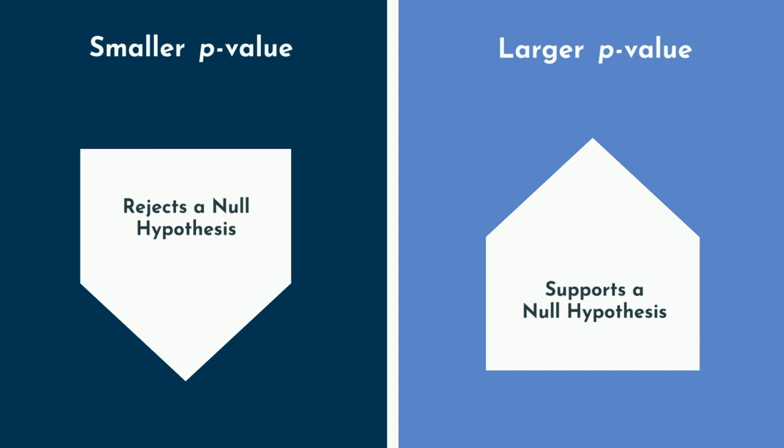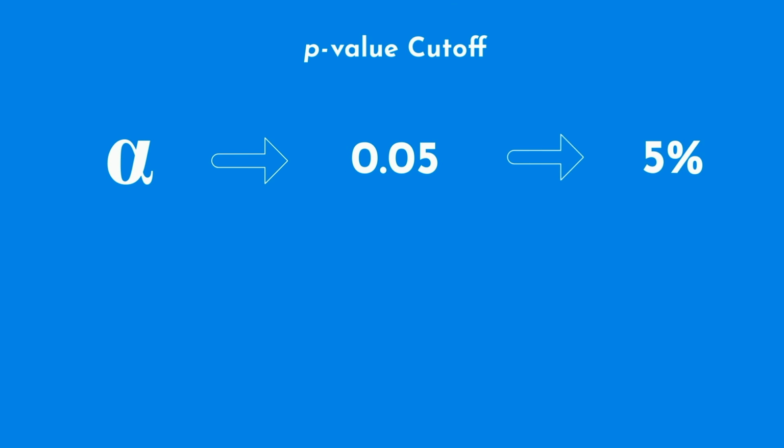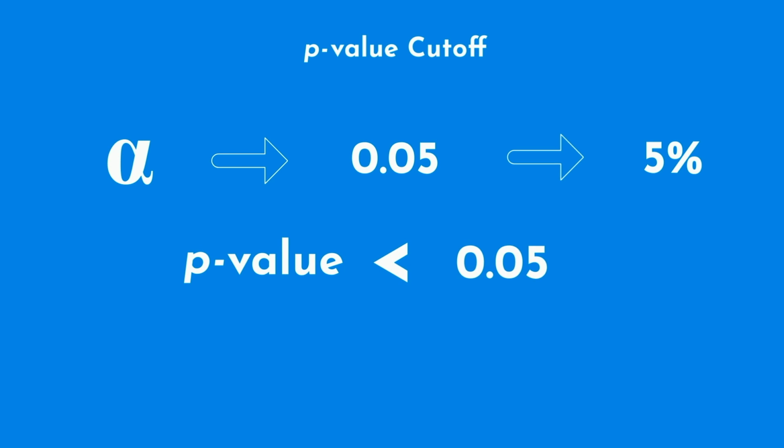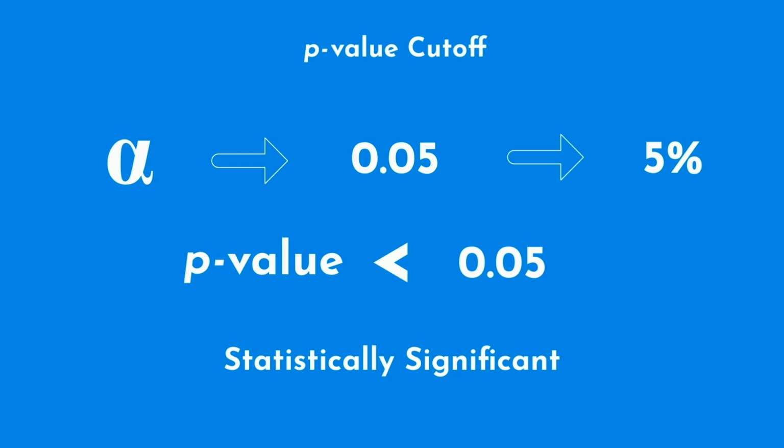The p-value cutoff is assigned by the researchers to determine the cutoff at which statistical significance is achieved. We call this number alpha, and it is usually set to 0.05, meaning 5%, or sometimes lower. If the p-value is less than 0.05, we say the results are statistically significant, and the null hypothesis is rejected.